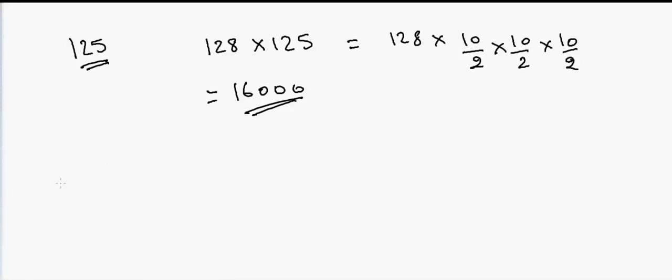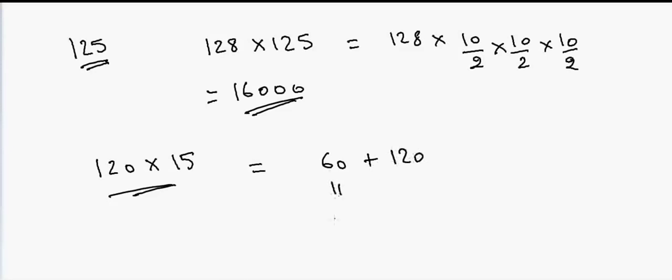Now let's do another thing. If we have to multiply 120 by 15, so how will I do that? In that case, what I'll do is I'll take half of 120. Half of 120 is 60, and then I'll add that to 120. So that will be equal to 180. Then I put one more 0, so that's my answer.